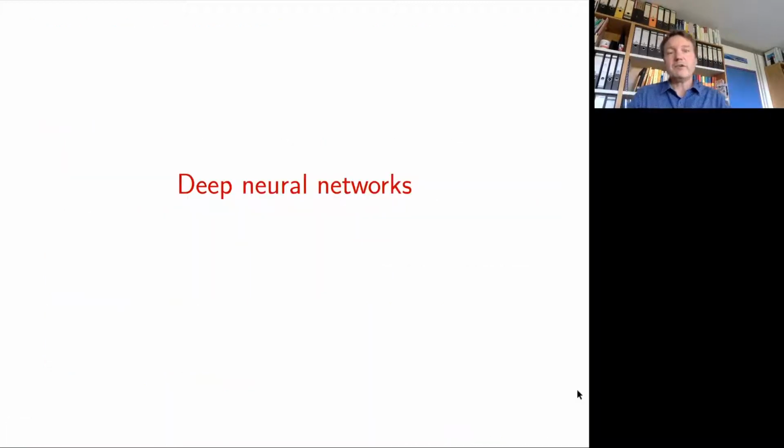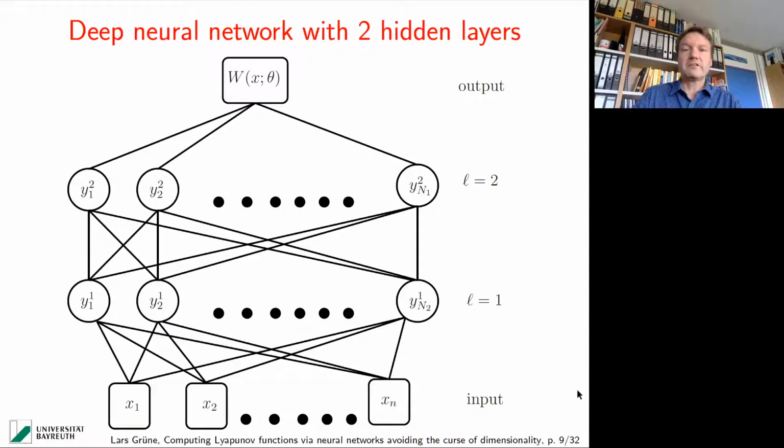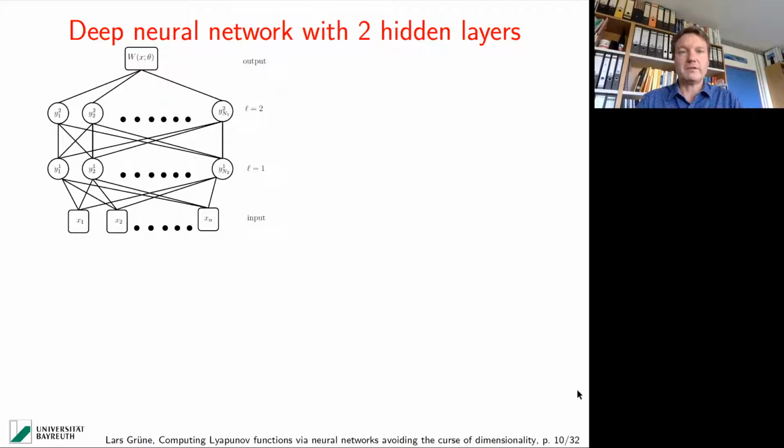Okay, very briefly, what are the neural networks I will look at in my talk? Well, this is the general deep neural network with two hidden layers, and I will use a special instance of this kind of network for the approximation. Quick explanation. So what do we have here? We have the input, which are x1 to xn. This is just the current state of the system.